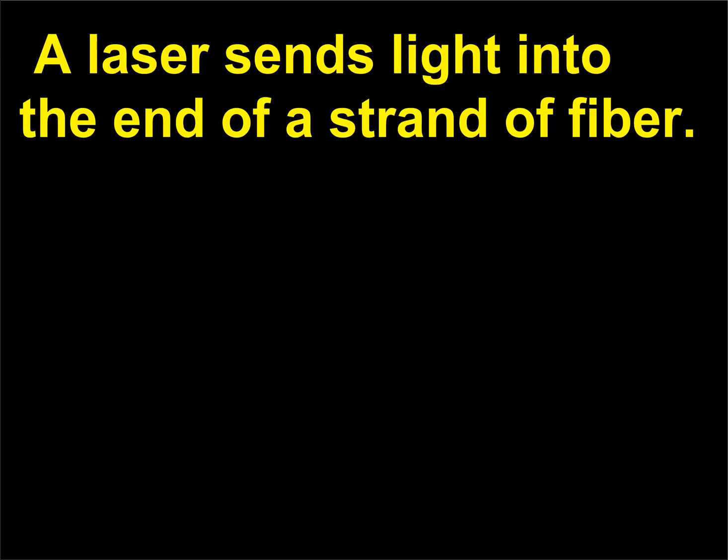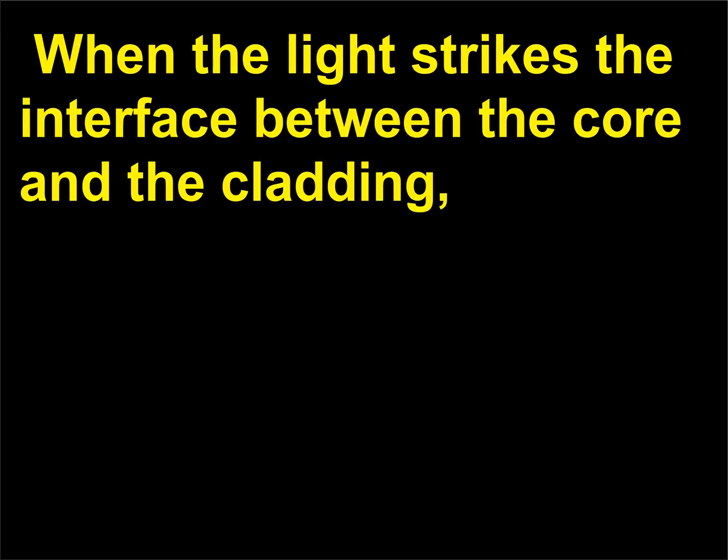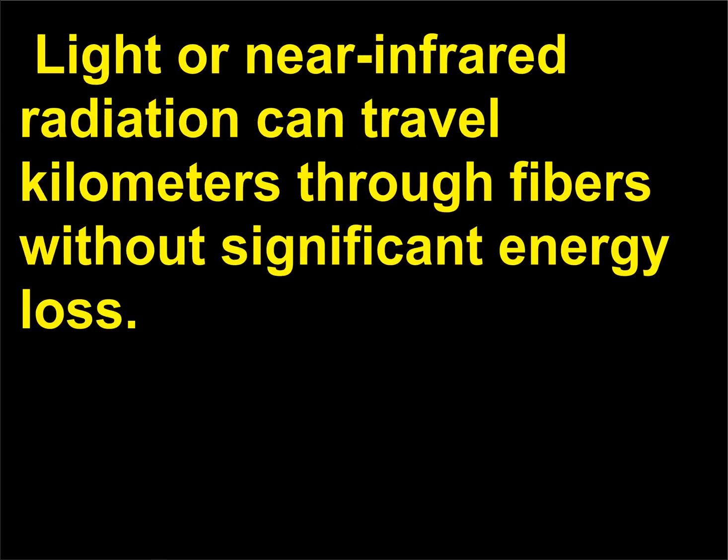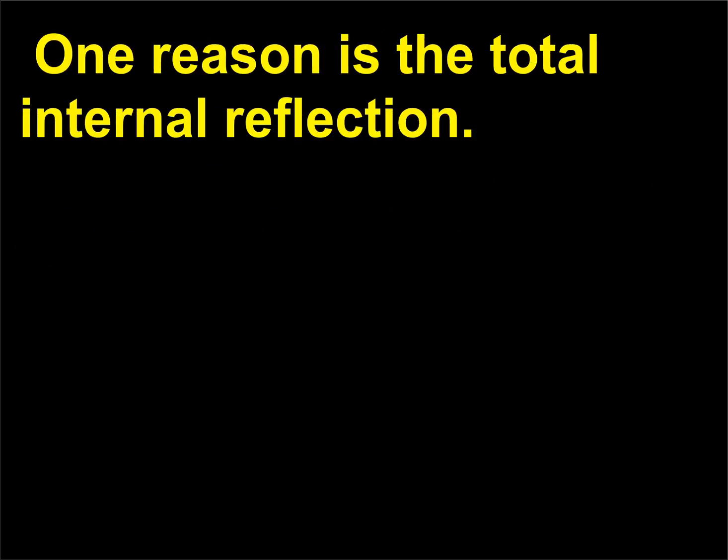A laser sends light into the end of a strand of fiber. When the light strikes the interface between the core and the cladding, the light is reflected back into the cable, continuing to move down the length of the fiber. Light or near-infrared radiation can travel kilometers through fibers without significant energy loss. One reason is the total internal reflection.